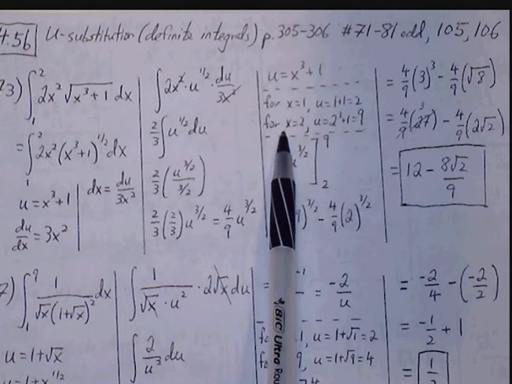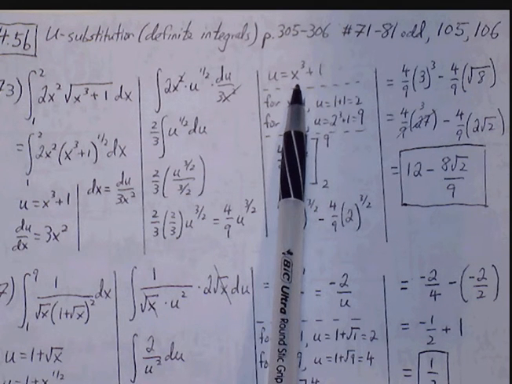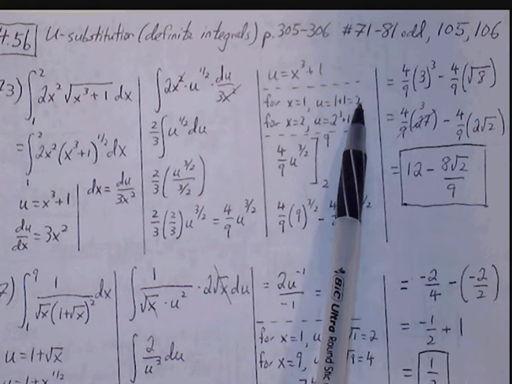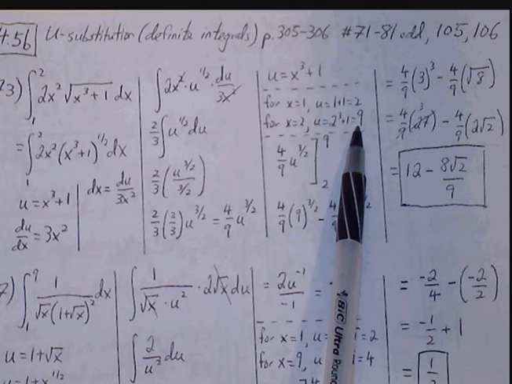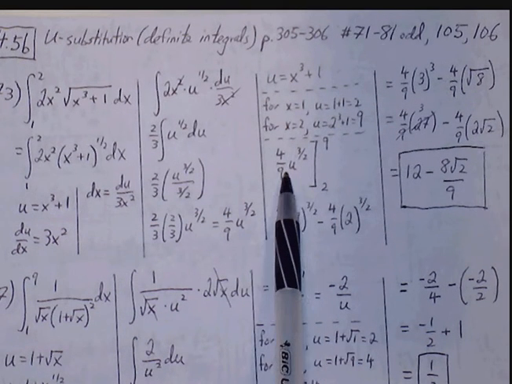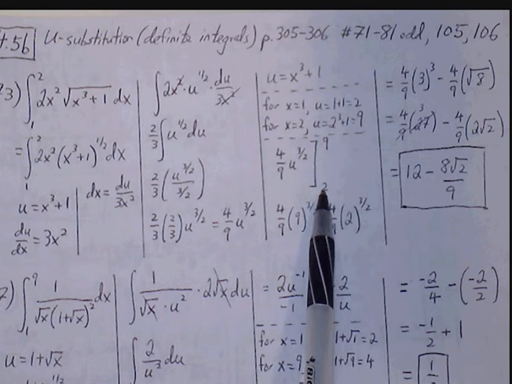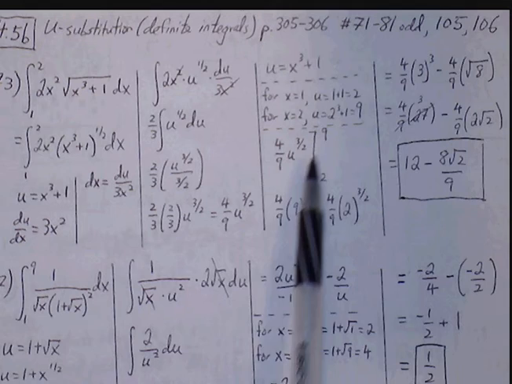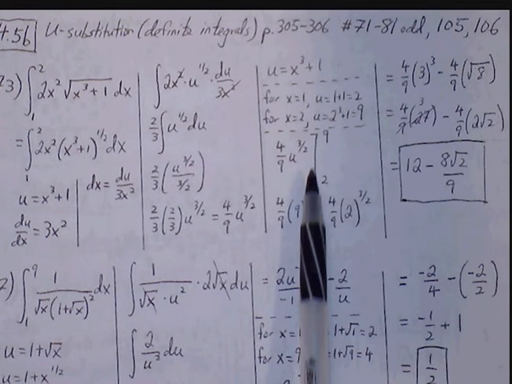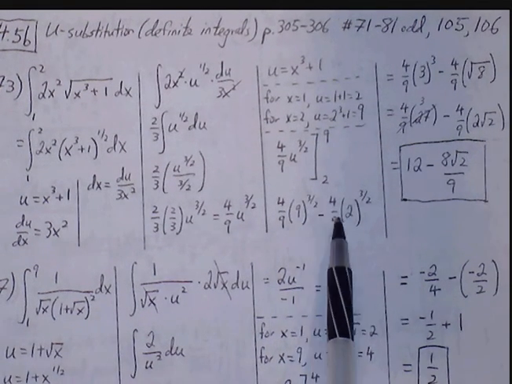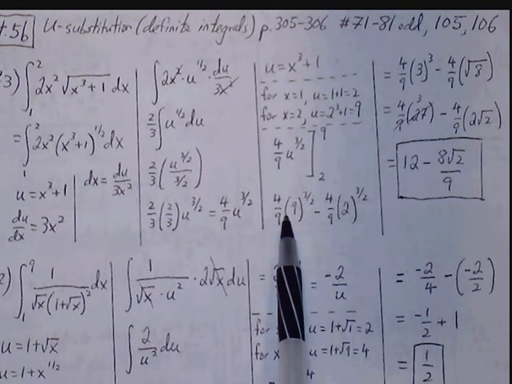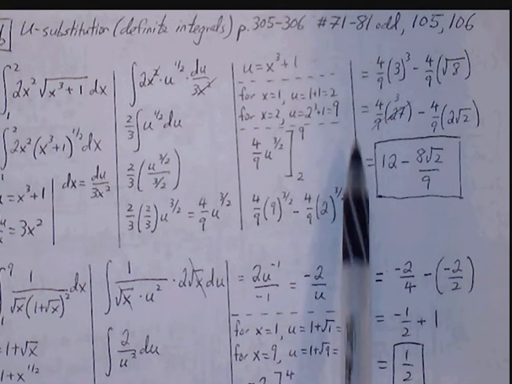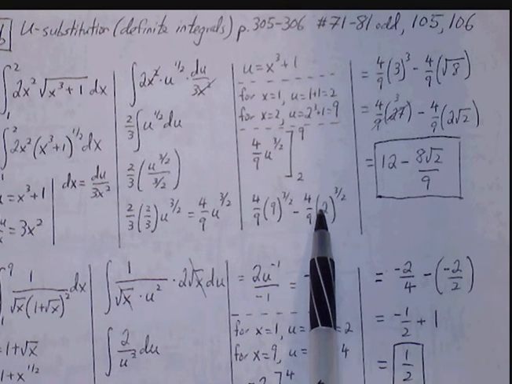Our initial upper bound is 2, so plug 2 in for x, and u is equal to 2 cubed plus 1, so 8 plus 1 is 9. So we have our lower bound being 2, upper bound being 9. Now we're going to evaluate our antiderivative with our new upper and lower bounds. Plug in the upper bound first. 9 goes in for u, and then minus, then 2 goes in for u.